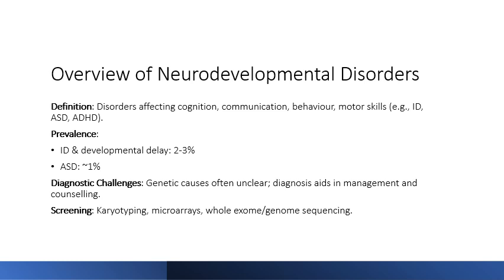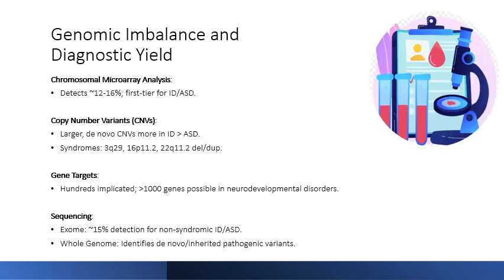The genetic causes are often unclear, and diagnosis aids in management and counseling, but genetic testing doesn't often actually give you an answer for why these disorders arise. Screening could be via karyotyping, microarray, or whole exome or genome sequencing. Chromosomal microarray is actually the first-tier diagnostic tool for individuals with intellectual disabilities and autism spectrum disorder, and it has a detection rate of about 12 to 16% of cases.